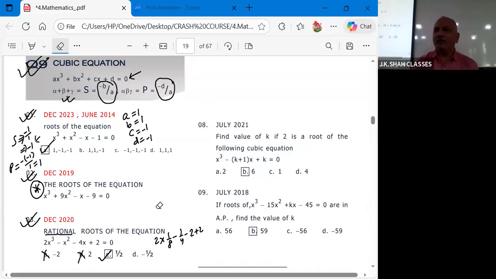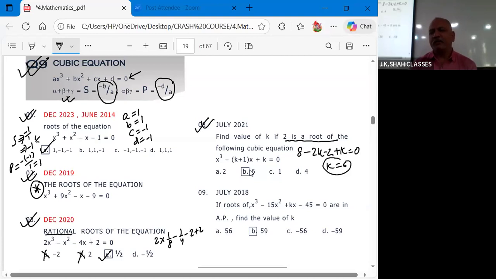Have you all completed these 2 questions? Now just see this one. 8th one. They are saying find the value of k if 2 is a root of this equation. Remember what I told you? If 2 is a root, it means x is 2. Put x as 2, how much are you getting? 8 minus 2k minus 2 plus k is equal to 0. So k will be 6.